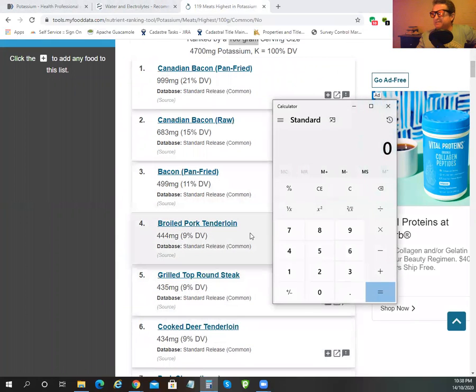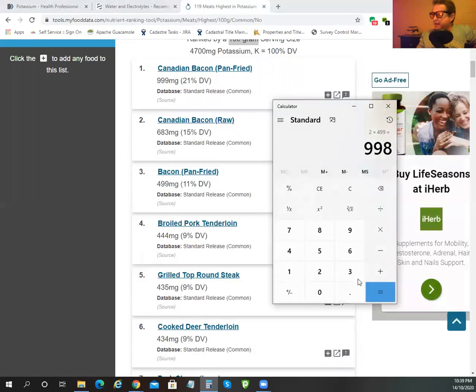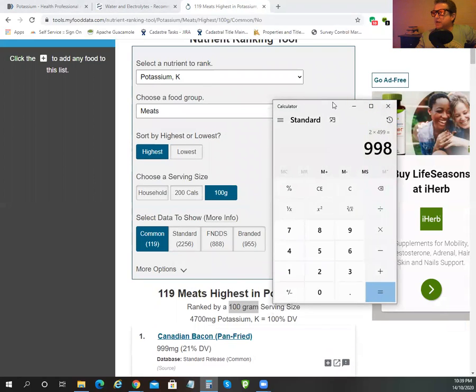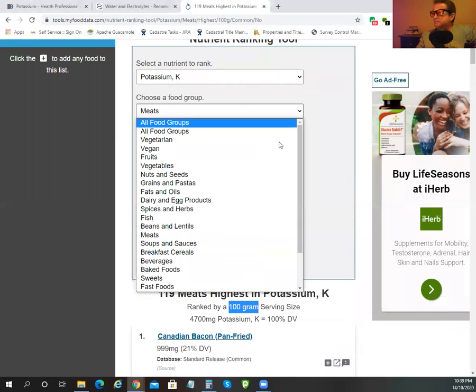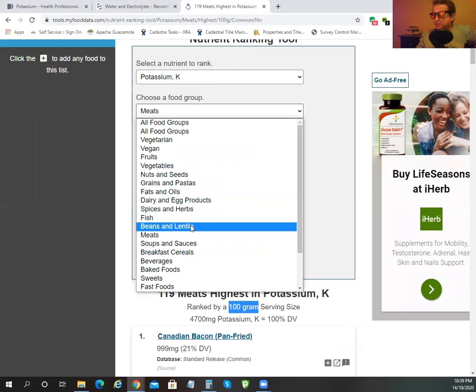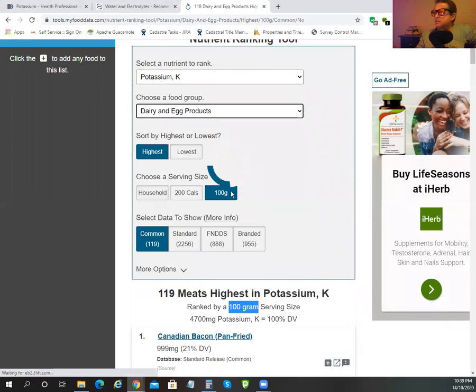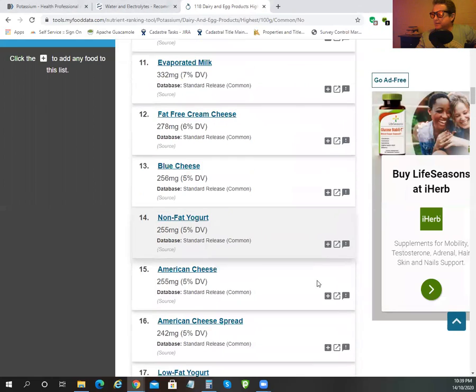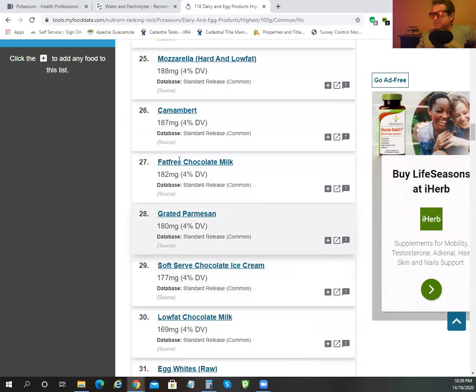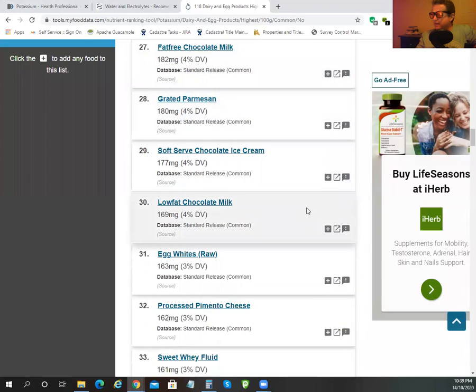Let's say I just had bacon. I usually have about 200, so that's 2 times 499. That's nearly 1,000. Every day I have a glass of milk. That's me. So where are we? Dairy. Okay, we'll go down here. I'm not even going to bother looking at cheese and stuff like that.